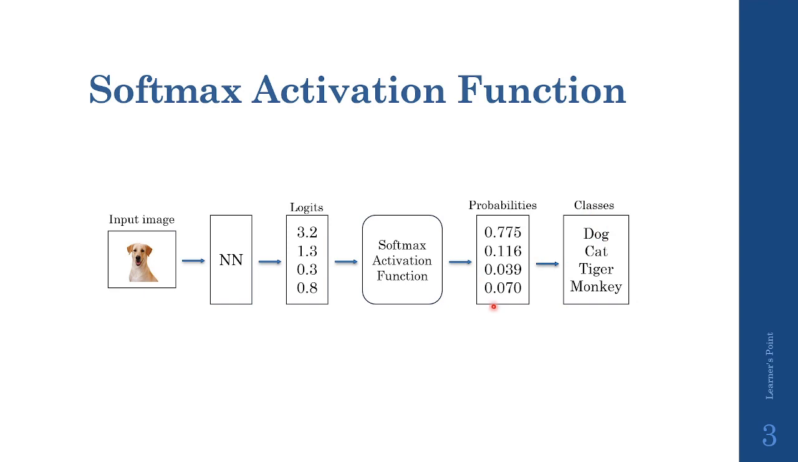From the values of probability, we can see that it has the highest probability of being a dog. That means our neural network model tells that this image has a 77.5% chance of being a dog. And it has only 0.039, that means the least possibility of becoming a tiger.